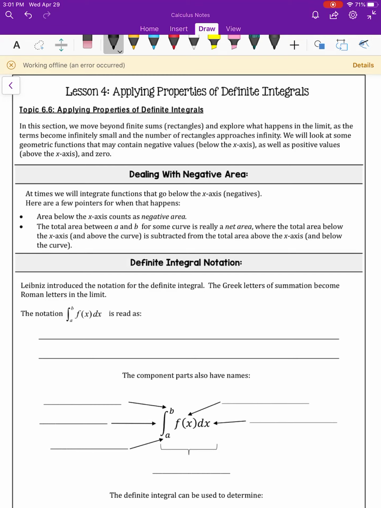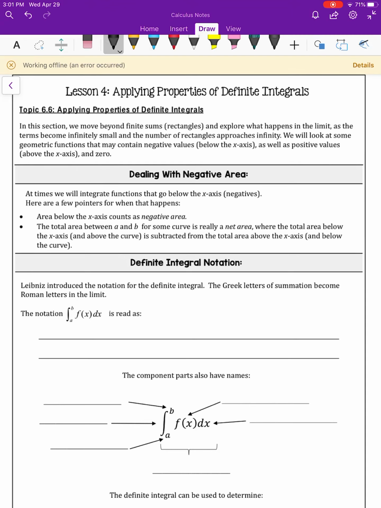Unit 6, Lesson 4, Applying Properties of Definite Integrals. In this section, we move beyond finite sums and explore what happens in the limit as the terms become infinitely many and small and the number of rectangles approaches infinity.